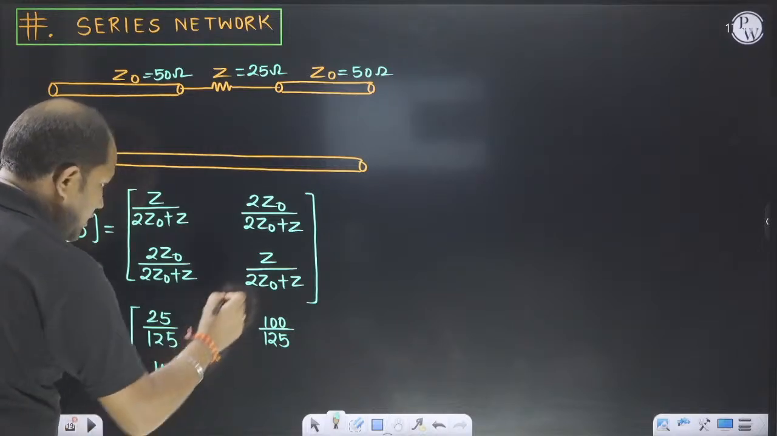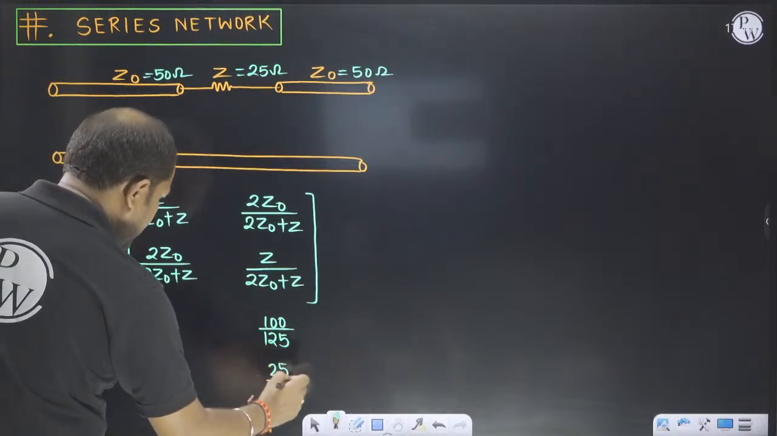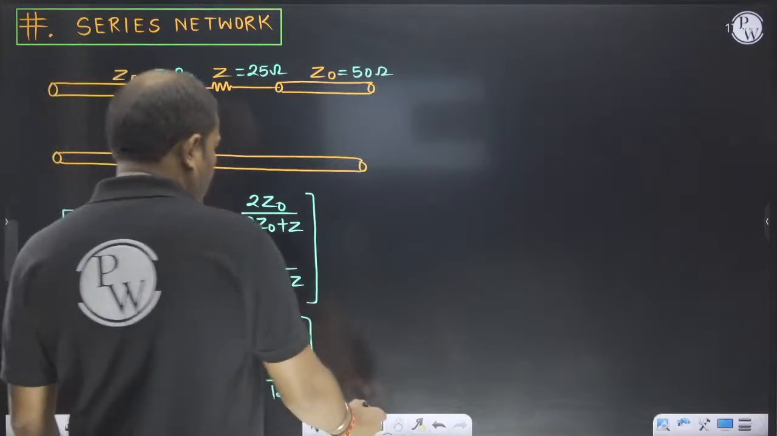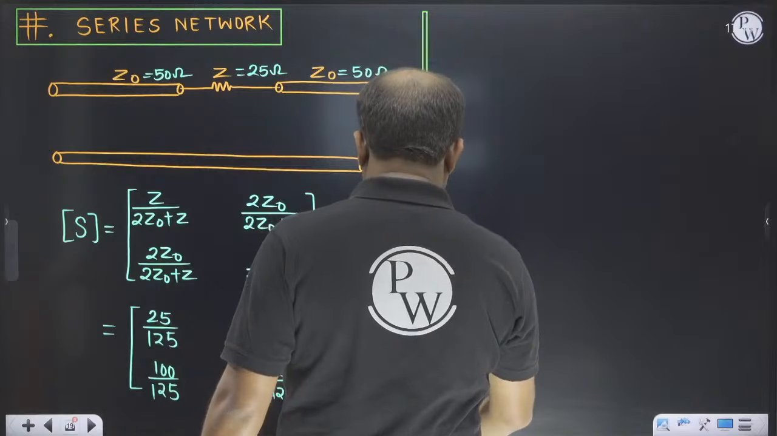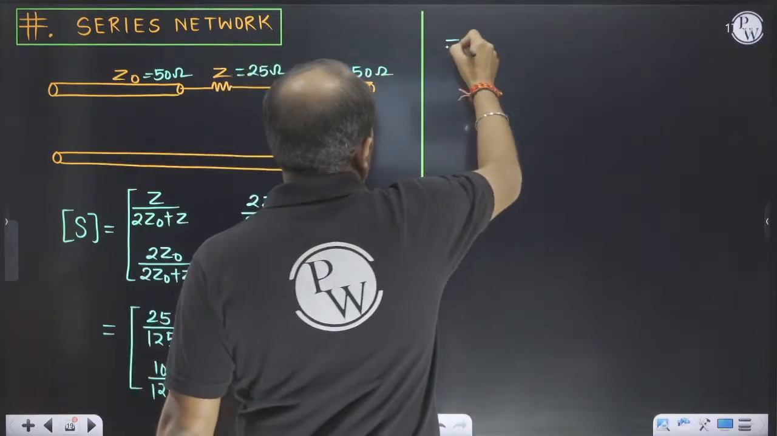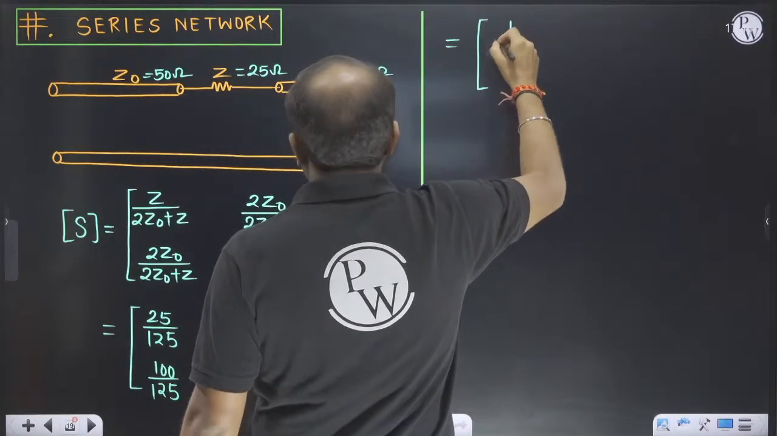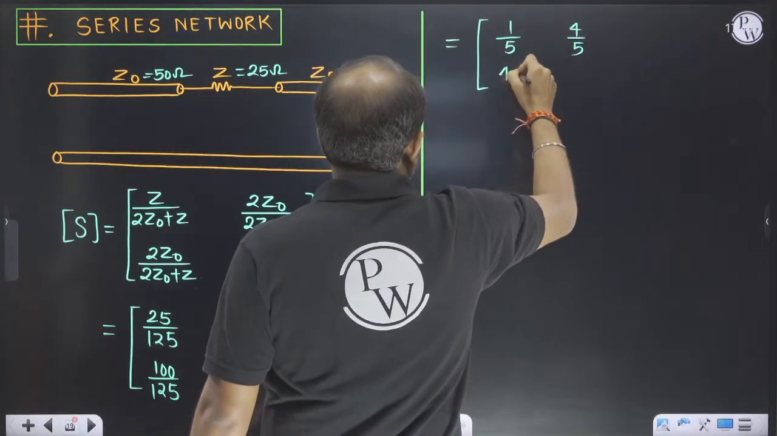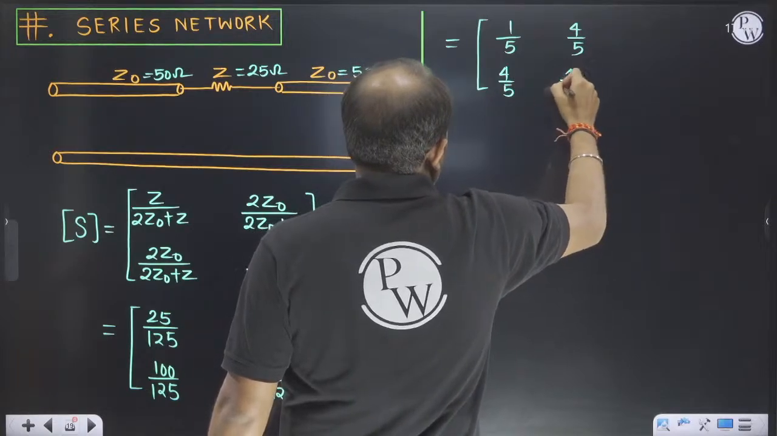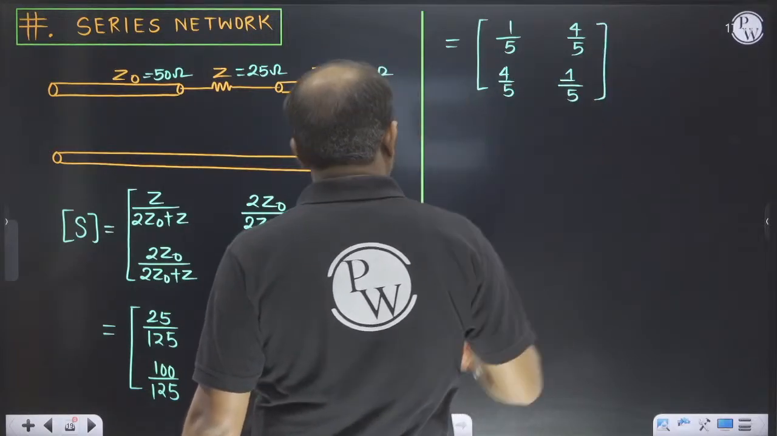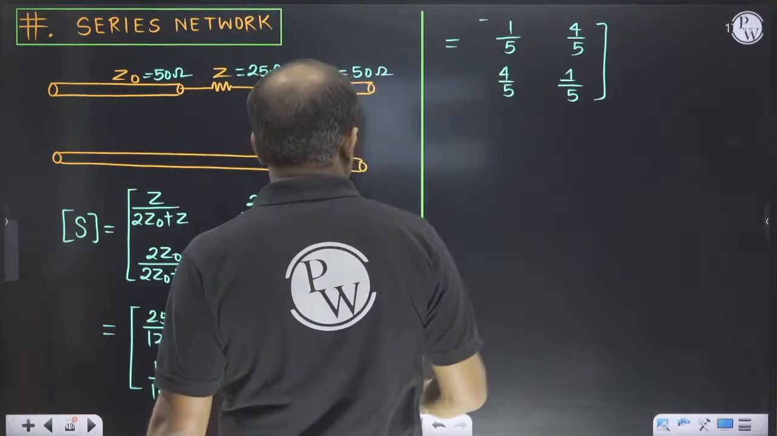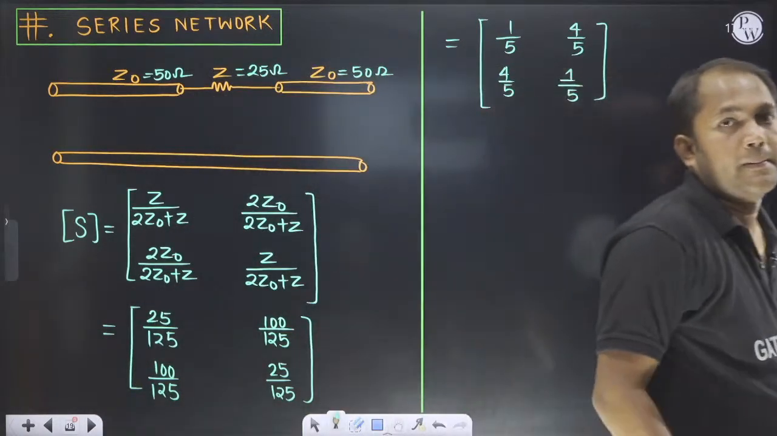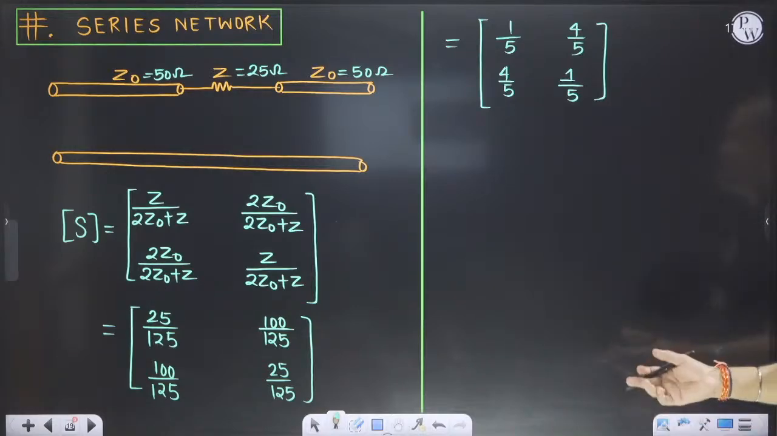Just put the values, you will get the answer. 25 by 125, 4 by 125, 1 by 125, you will get the answer. So the S parameter will be 1 by 5, 4 by 5, 4 by 5, and 1 by 5. This is our S parameter for the series network.